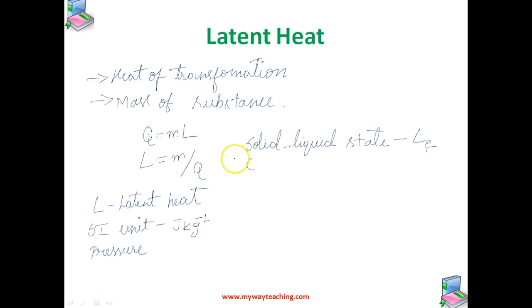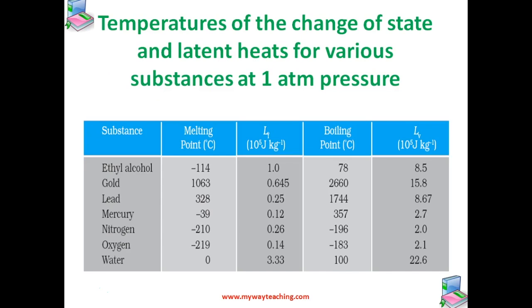And similarly, for a liquid to gas state, we call it the latent heat of vaporization. So these are often referred to as heat of fusion and heat of vaporization. Okay, you can see in this table the temperatures of the change of state and latent heats for various substances at 1 atmospheric pressure. Here it contains the latent heat values for some substances and even their freezing and boiling points.